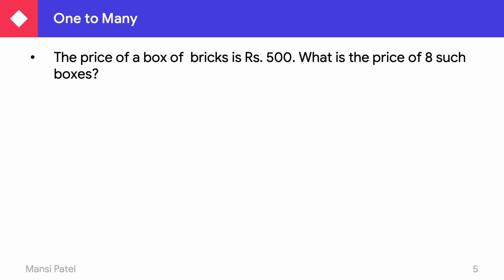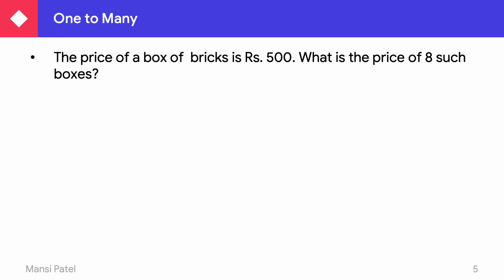Let us see one example: how we can find out the cost of many things from the cost of one thing. The price of a box of bricks is rupees 500. So here they were given the price of one box. From this one box we have to find out the price of many boxes. So what is the price of 8 such boxes?